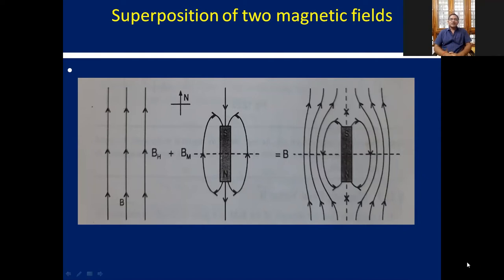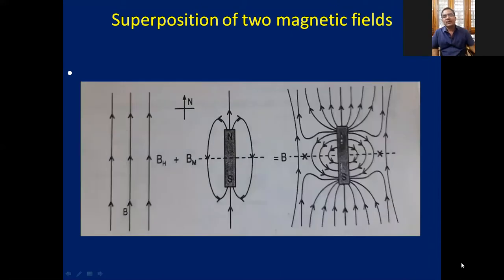Then due to the superimposition of two magnetic fields, the resultant magnetic lines of force, as you can observe in the figure, give two neutral points on the axial line. So why are we getting the neutral points? At the neutral point, the magnetic field strength due to the bar magnet will be equal to the horizontal component of Earth's magnetic field.